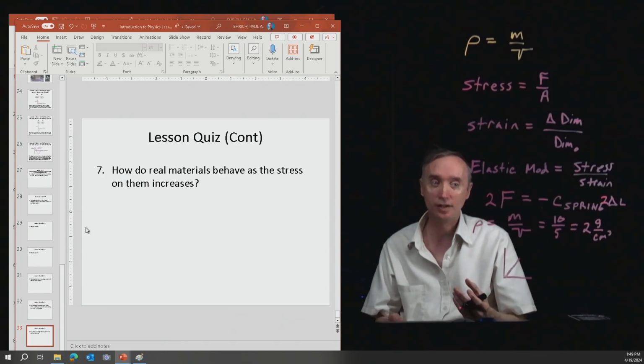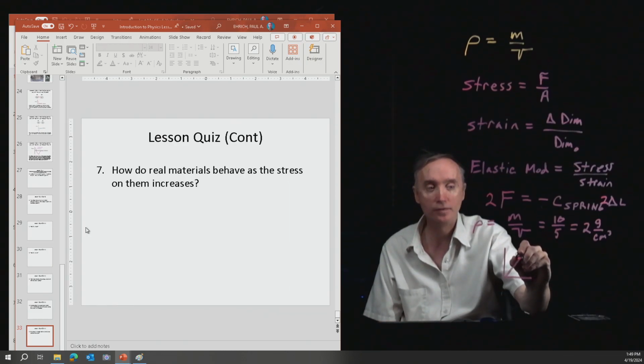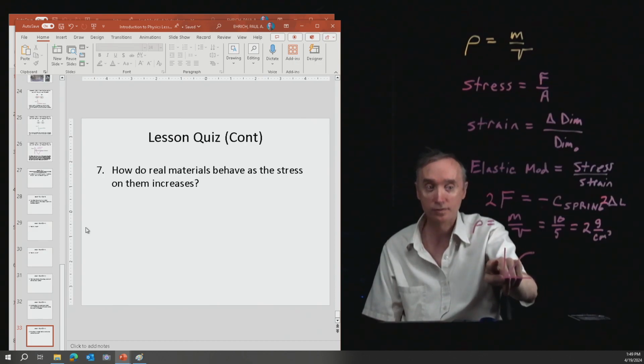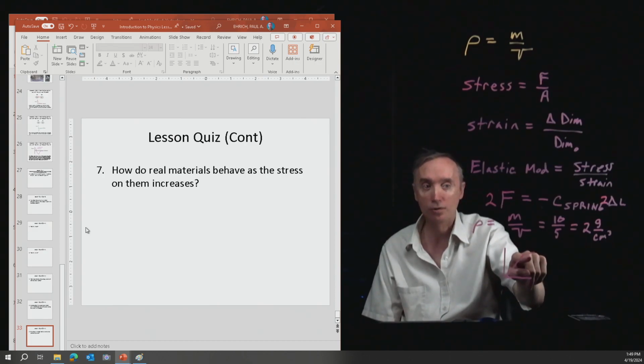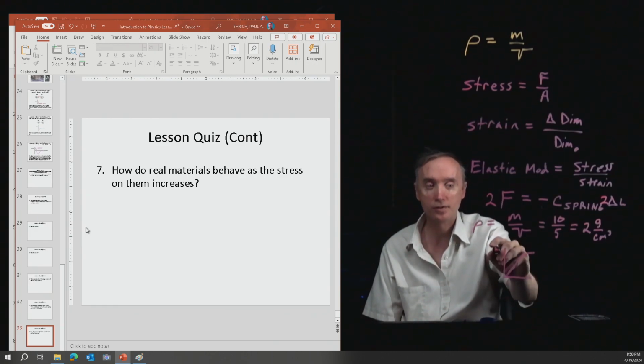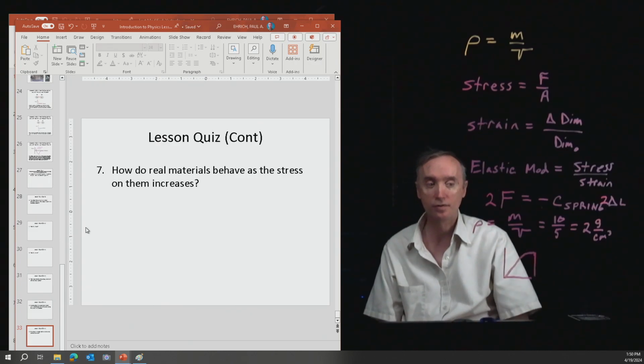But eventually, it's going to come to the point at which it's going to start behaving like a plastic, and then it starts to do that. And when you release the stress, then it no longer returns back to its original shape. And then if you continue to apply stress, it's going to break. And so we say that it's going to rupture when that happens. And so that's that part of the graph.